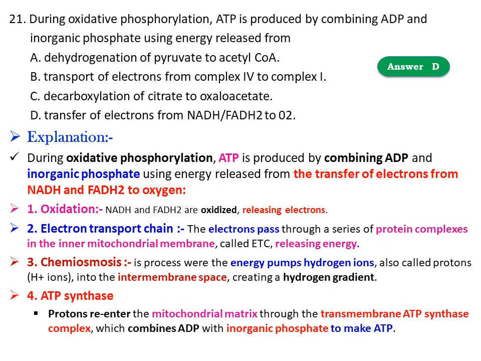This means that NADH and FADH2 are oxidized, releasing electrons, and the electrons pass through a series of protein complexes in the inner mitochondrial membrane called the electron transport chain, releasing energy. Then in chemiosmosis, the energy pumps hydrogen ions, which are protons, into the intermembrane space, creating a hydrogen gradient. At the end, in ATP synthesis, the protons re-enter the mitochondrial matrix through the transmembrane ATP synthase complex, which combines ADP with inorganic phosphate to make ATP.